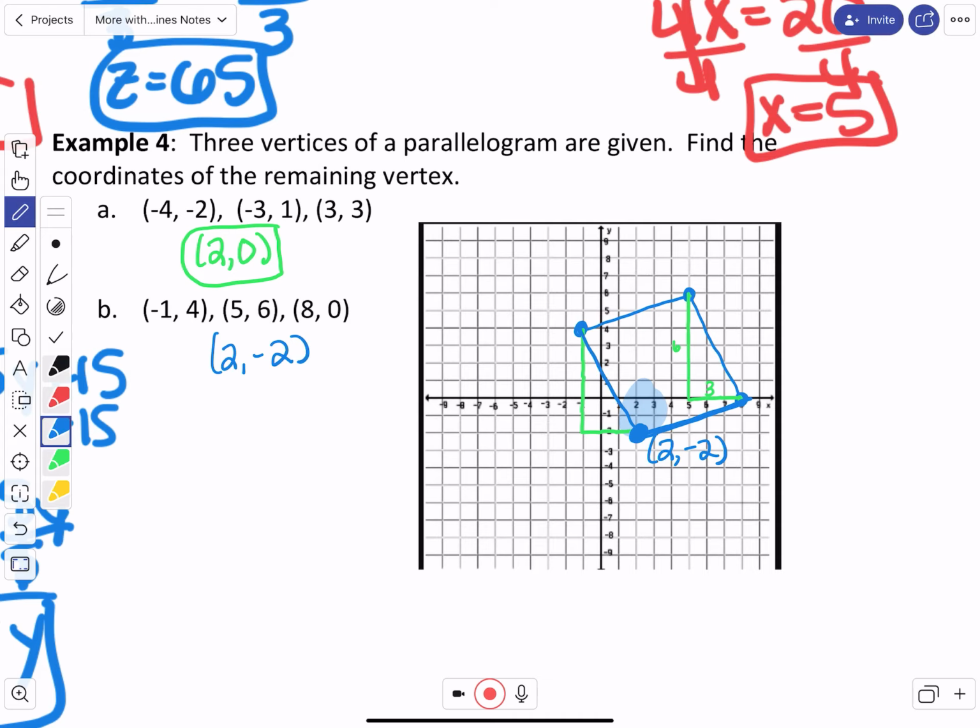So make sure you get some graph paper. Just find some graph paper to sketch it on so that you can just count your coordinates, how far down or up and left or right.